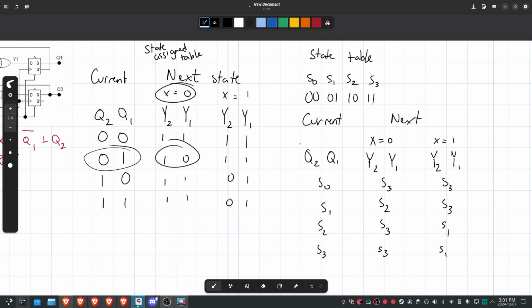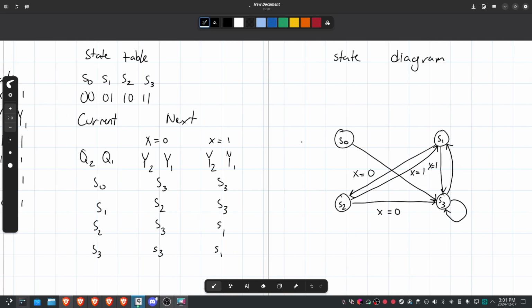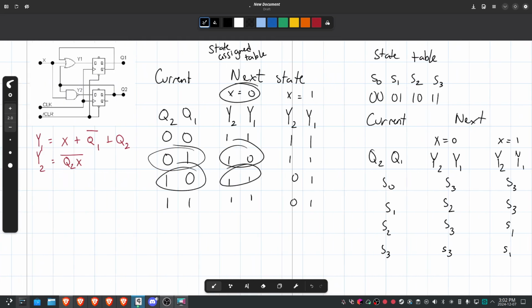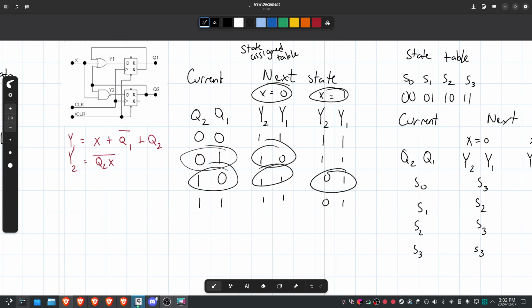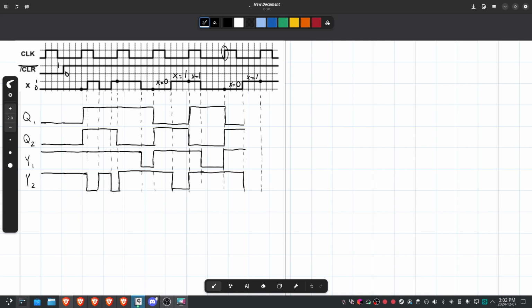Yeah, so 1, 0, 0. So here, both will be 1. Both are going to rise up to 1 or stay at 1 in Y2's case. And now X is 1. This here, and let me just clear up all these circles. There you go. 0, 1. Y2 is going to drop back down to 0. Y1 is going to remain at 1.